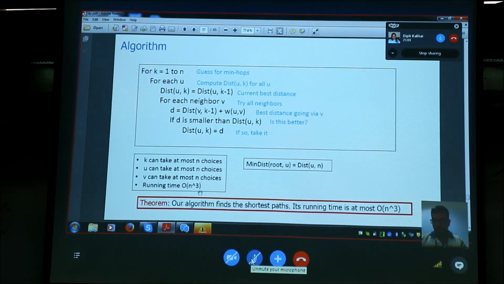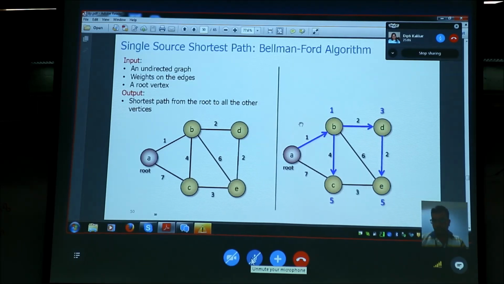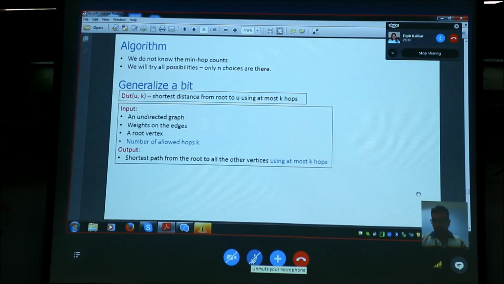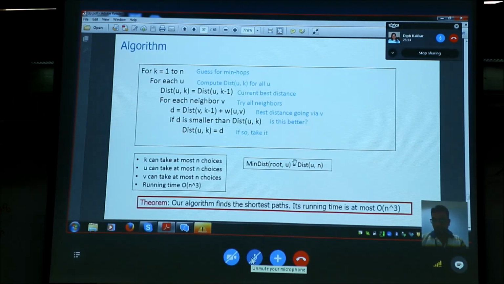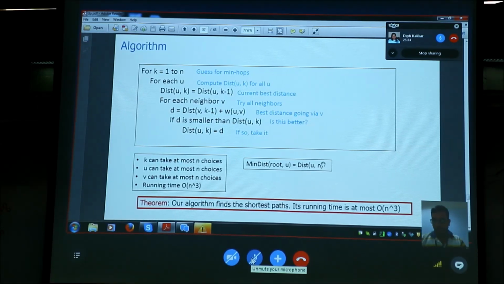Now you actually wanted just the shortest distance. In the original problem, we really didn't bother about this k or anything. Just find me the shortest distance. I really don't care about hops. So what I can do is read it off from these tables. Distance u n means the shortest distance allowing at most n hops. That is the maximum possible number of hops. So the minimum distance from root to u, if we don't care about how many hops, is simply to read this entry, distance of u n. That is the minimum distance. So therefore, our algorithm now finds the shortest path.